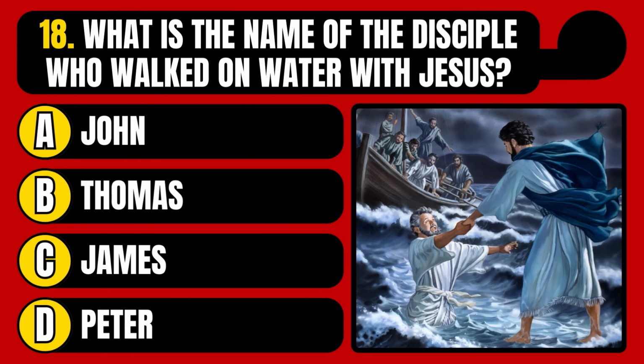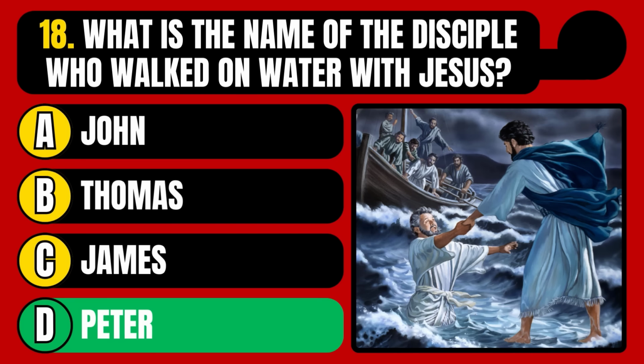What is the name of the disciple who walked on water with Jesus? John, Thomas, James, or Peter? The correct answer is option D, Peter.